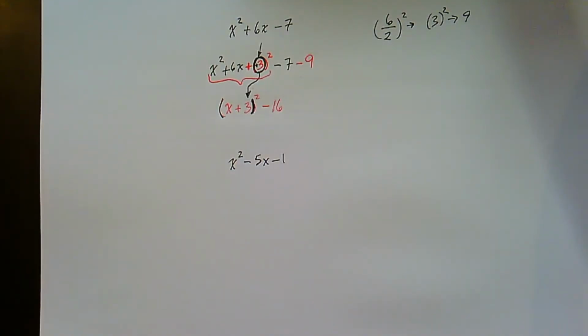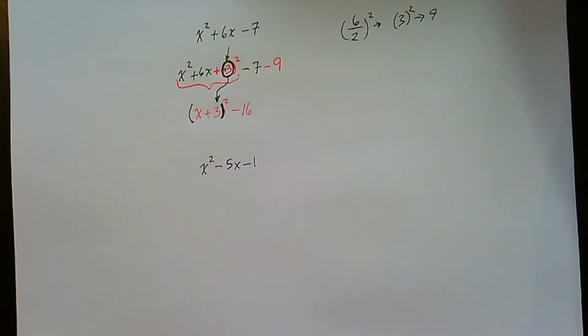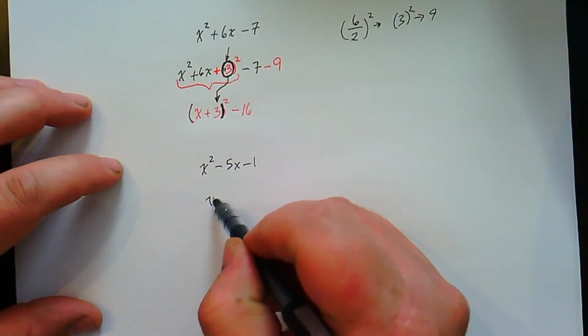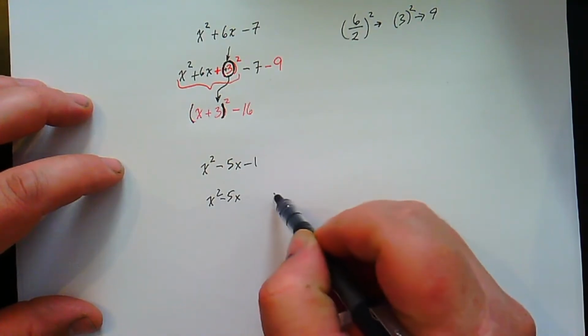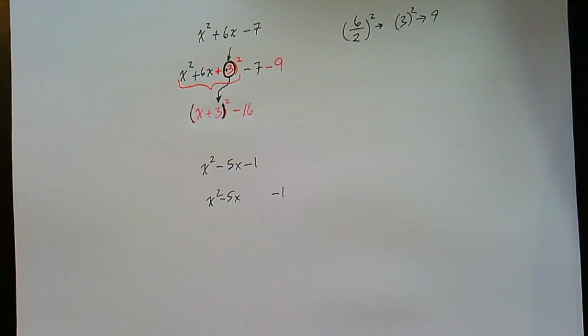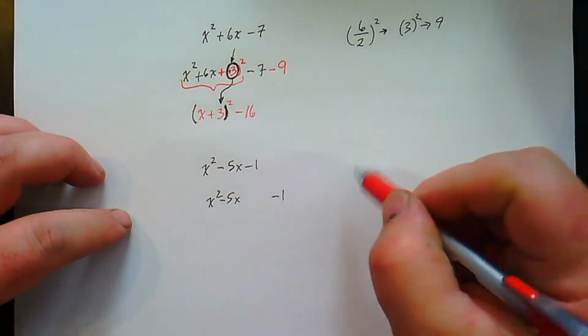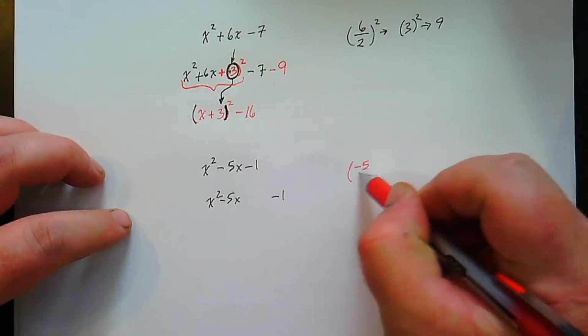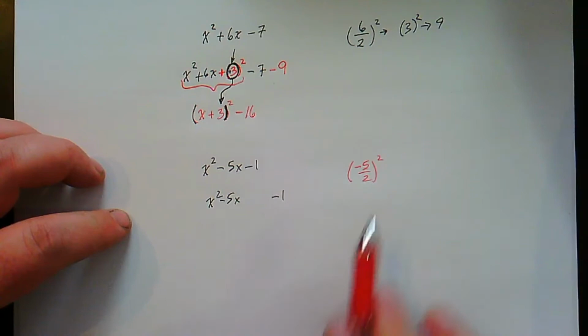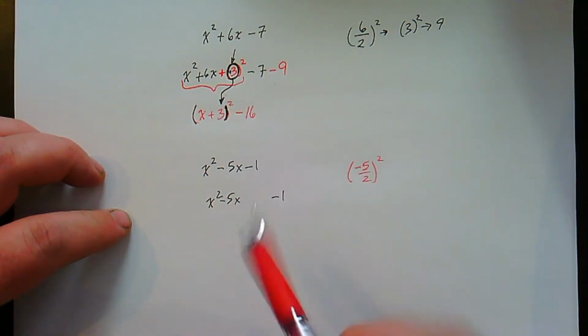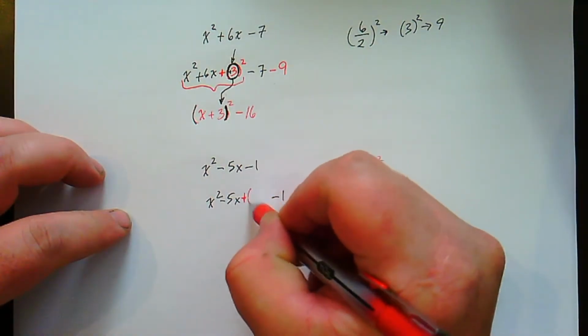Definitely not factorable. We want to change this into a perfect square, so we're going to complete the square. Our first step, we're going to rewrite it, leaving a little space. We have to take half of that number and square it, and we have to add it here.